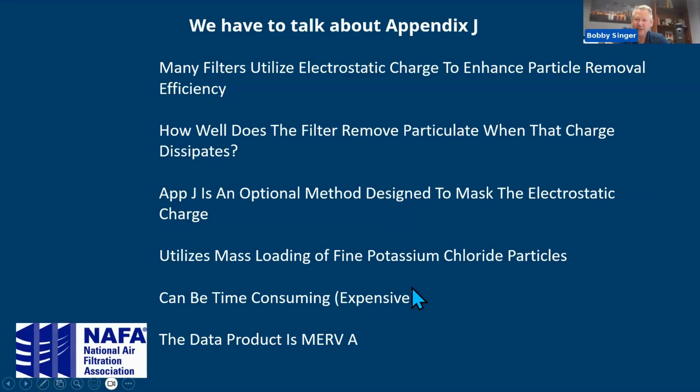So the test can be quite time consuming if you're testing a filter that is charged. If you have to repeat that process, which obviously means it can get expensive. The data product of that Appendix J is MERV A.